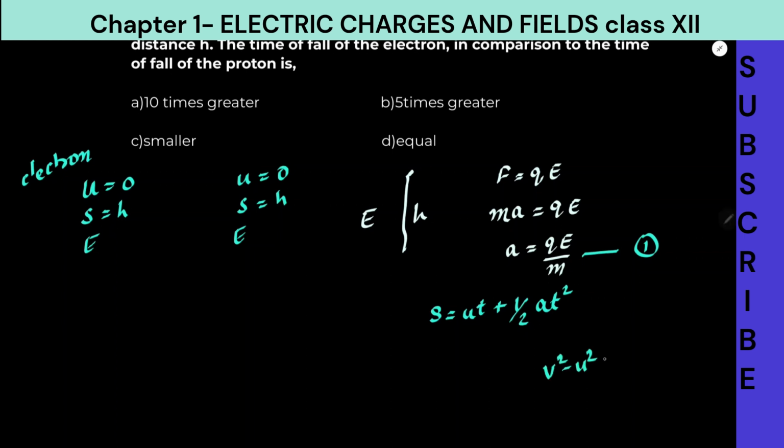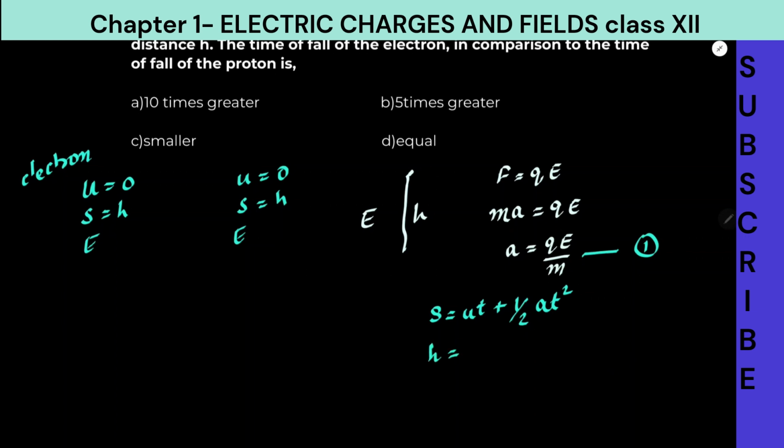Okay, let me write it here, that's why we have not used this equation, because here we don't have time, so we will not talk about time. We need time for this particular problem. Answer, why not the first one? Because here we don't have distance, but in this particular question we are given the distance h.